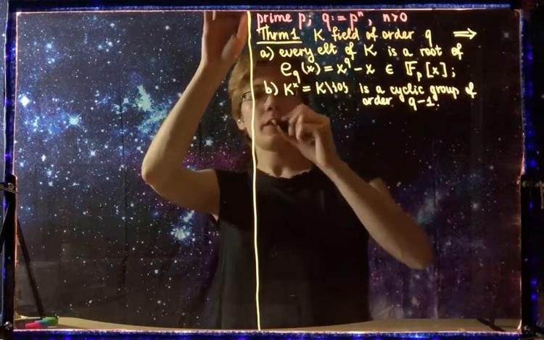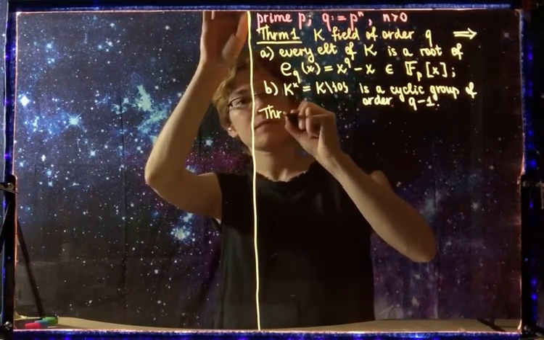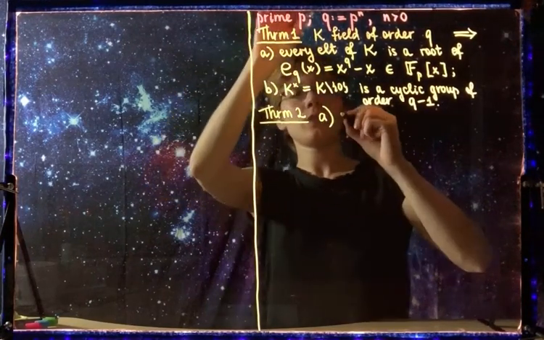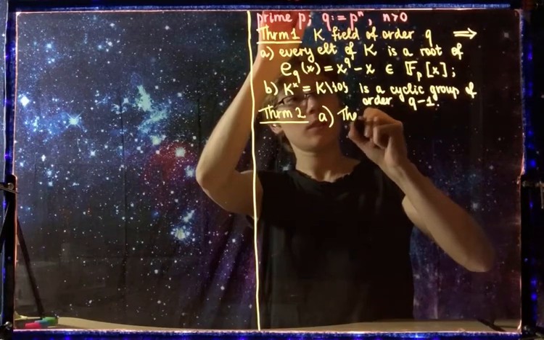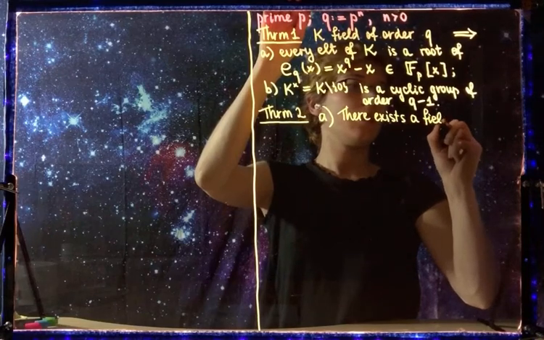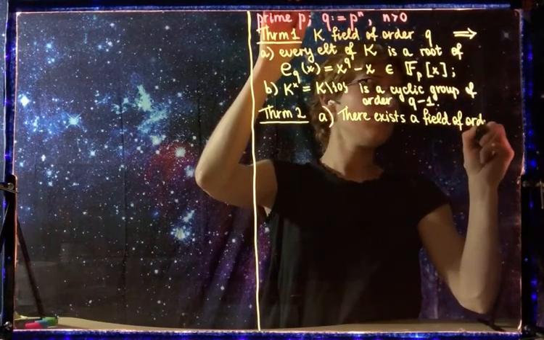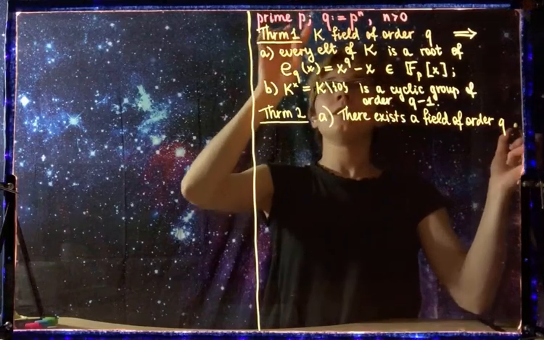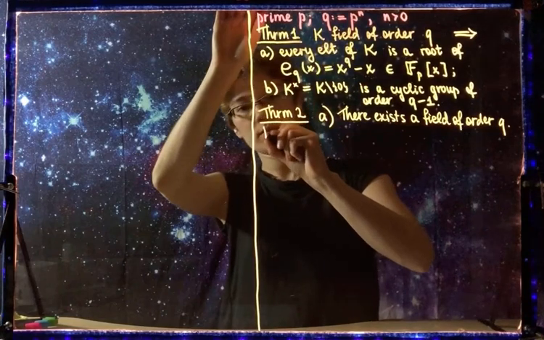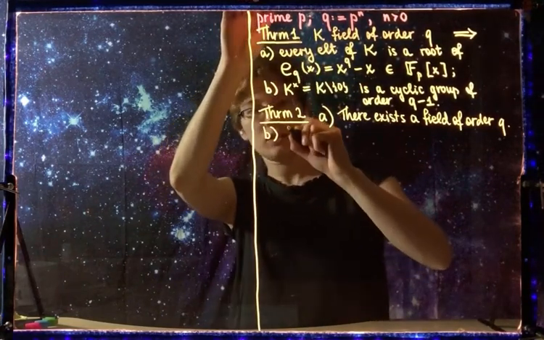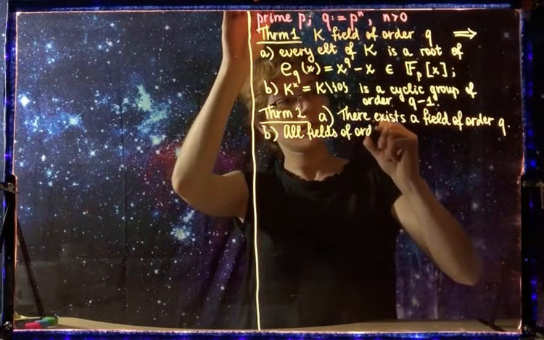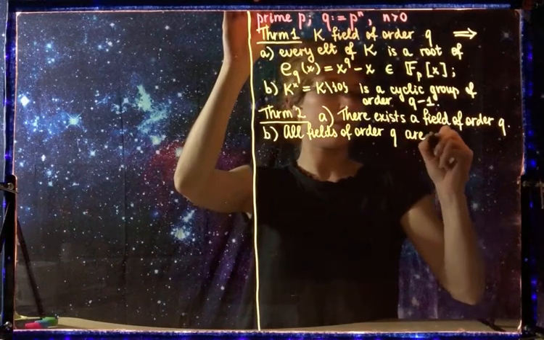Now I can formulate the existence theorem. Theorem number 2. First, there exists a field of order q for any q which is a prime power. And second, all fields of order q are isomorphic.